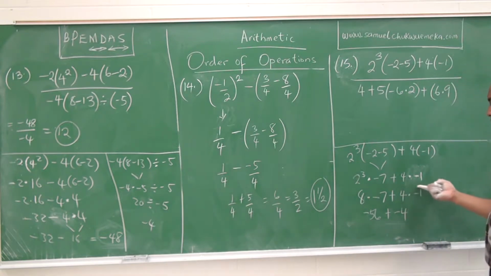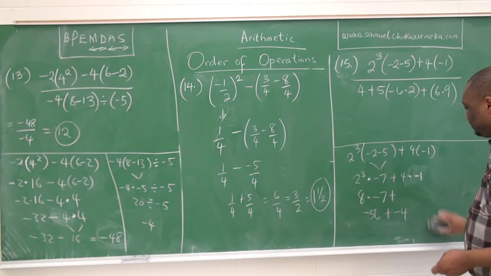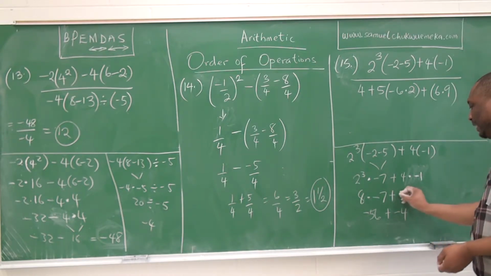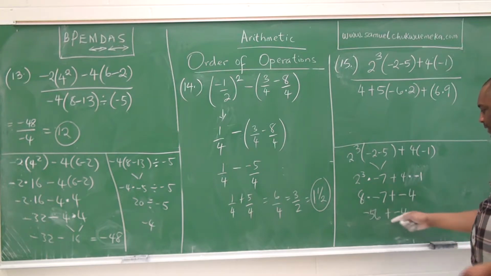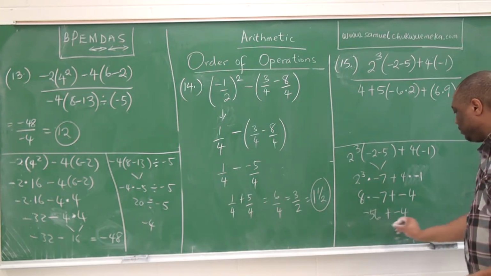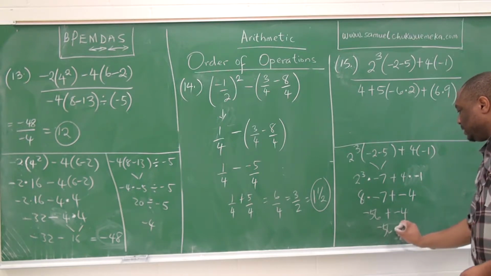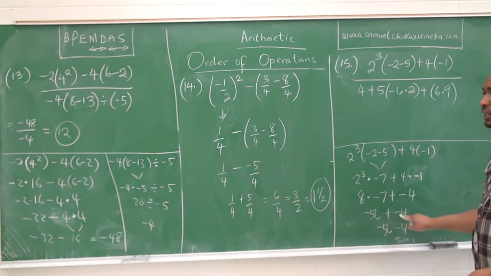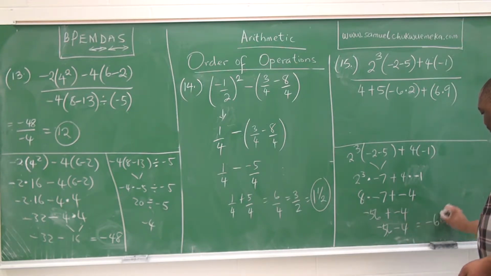And I know some people here will do negative 4 here. That's fine, okay? You can come here right away, 4 times negative 1, and do negative 4. It doesn't matter. Negative 56 plus minus 4, which is now negative 56 minus 4, because plus minus is minus, and then you owe 56, you owe 4, that is negative 60.